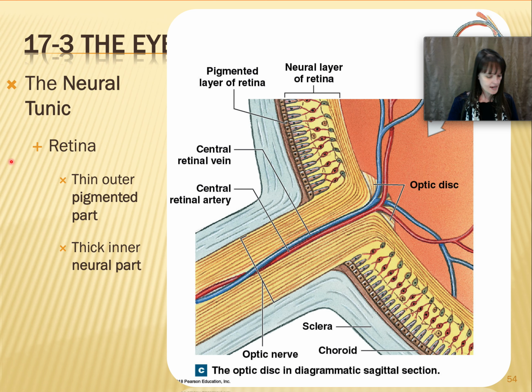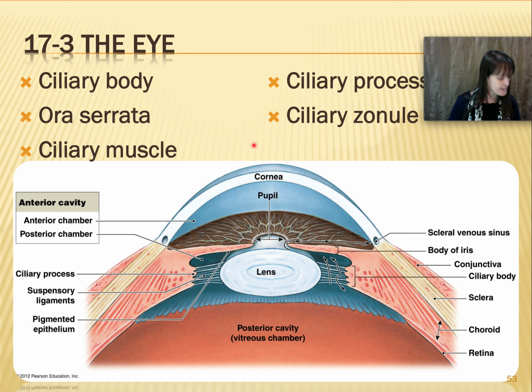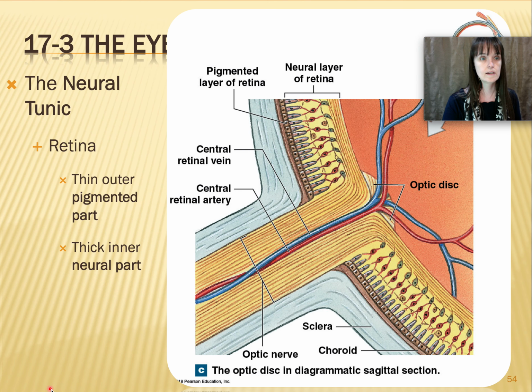An extensive capillary network delivers nutrients, takes away waste, same as every other capillary network. Next page. The inner layer is the retina. Now we're ready for the next slide.